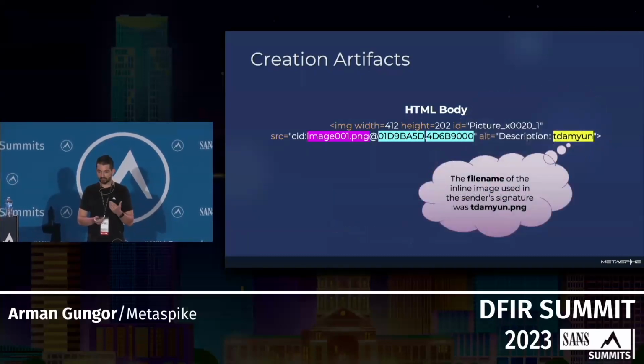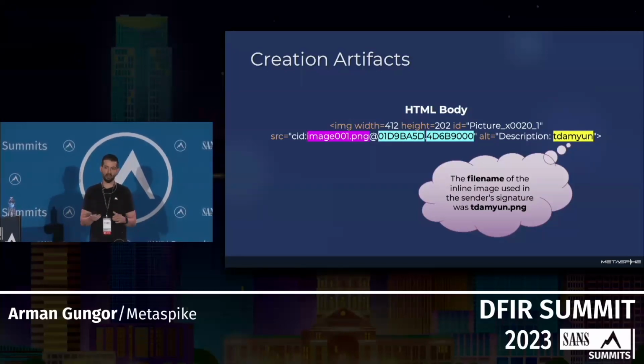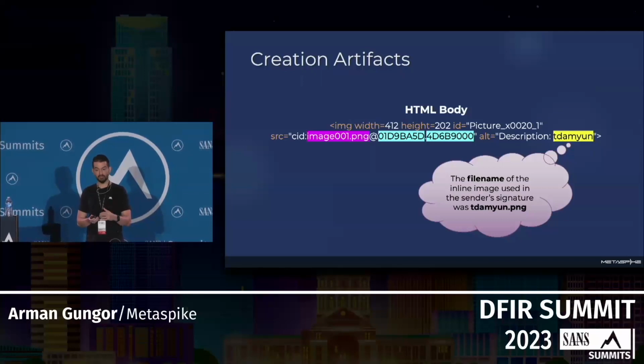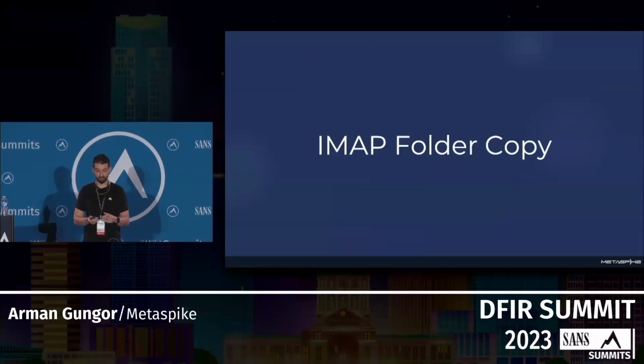The second thing is a string here. And you may not know this, but this was the file name of the inline image that was in the person's signature block. So before that was inserted on there, the name of the file was tdamian.png, and that is captured here, and it's included as alt text in that HTML. And this identifier here is a generic name that Outlook uses for numbering and naming inline images typically.